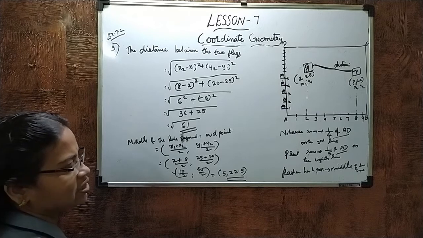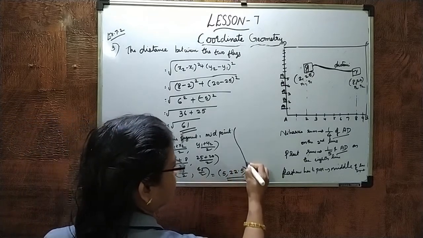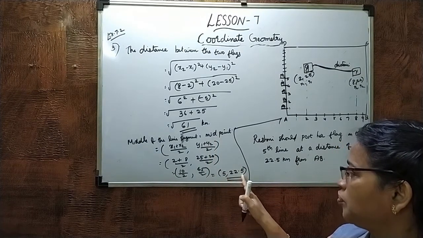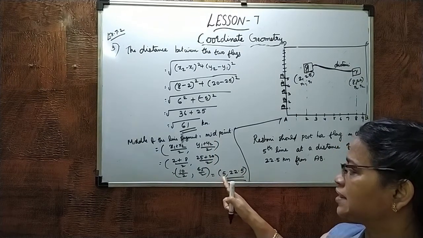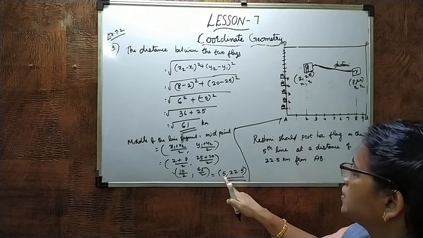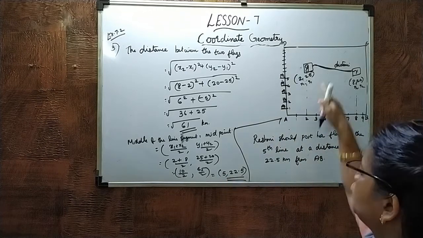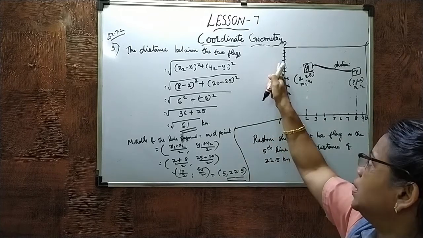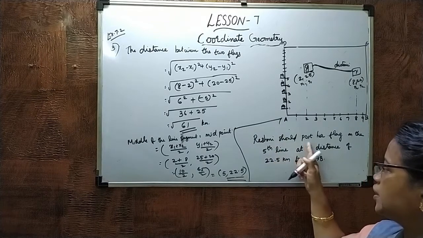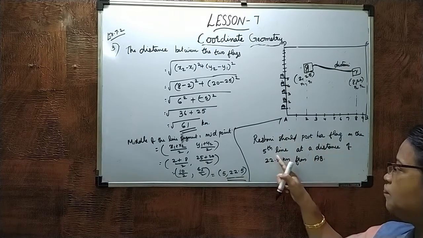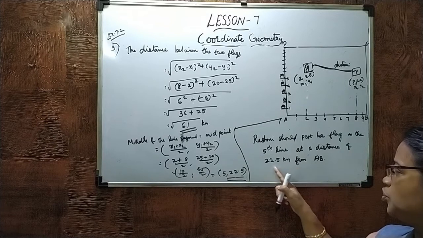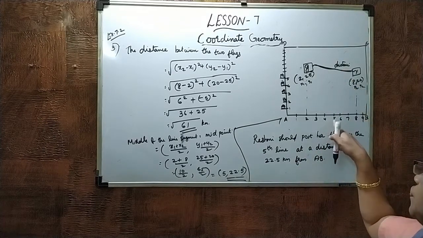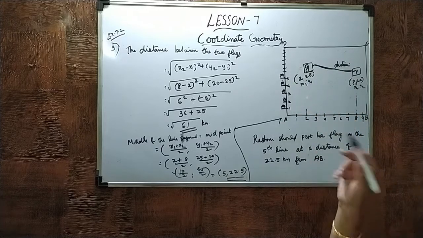So we have to write it as the answer correctly. How will you write it? We got the middle of the line segment, that means the midpoint, as 5 and 22.5. What is the meaning of that? That means on the x axis it is 5, that means it is on the 5th line, and here it is 22.5 kilometer. You have to write like this: Rashmi should post her flag on the 5th line at a distance of 22.5 kilometer from AB.